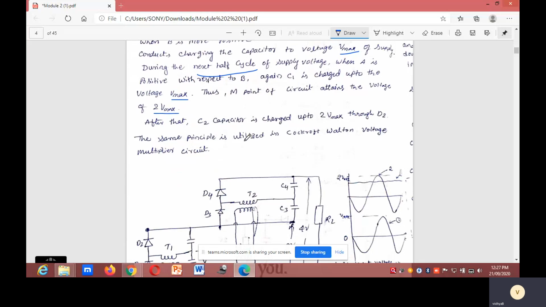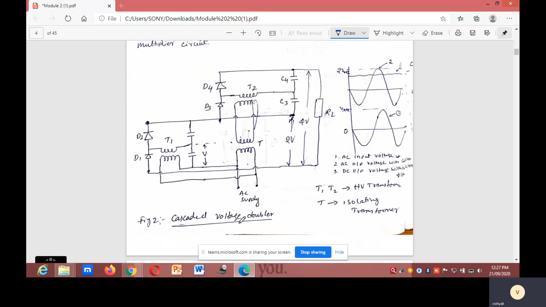The same principle is utilized in the Cockcroft-Walton voltage multiplier circuit. This is a cascade voltage doubler circuit.